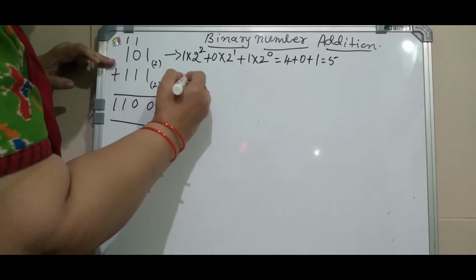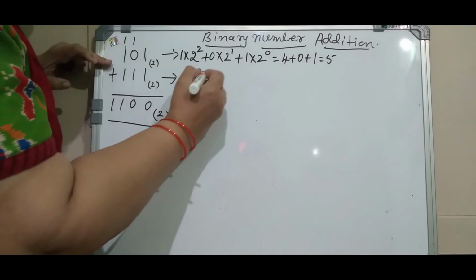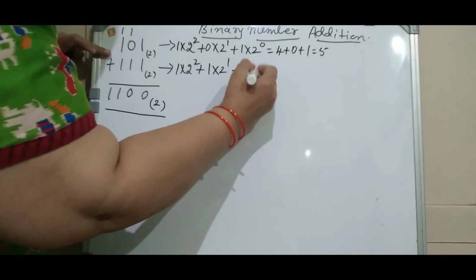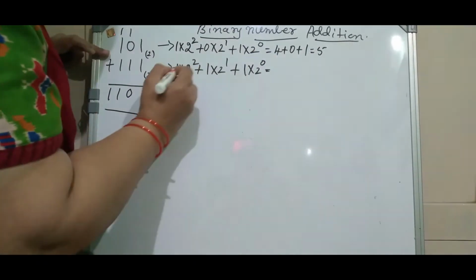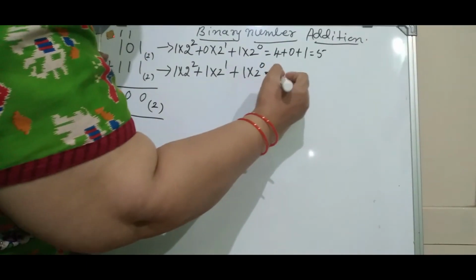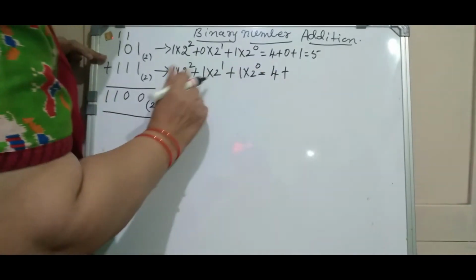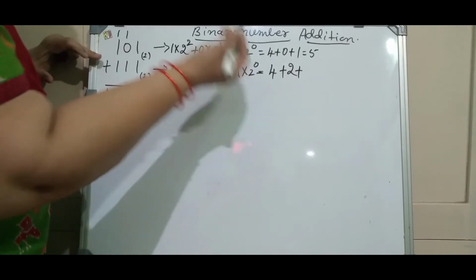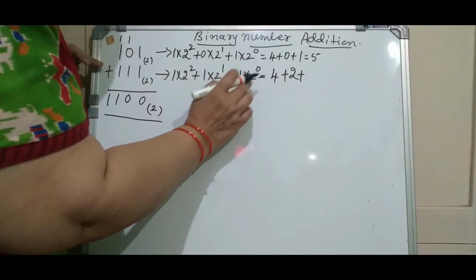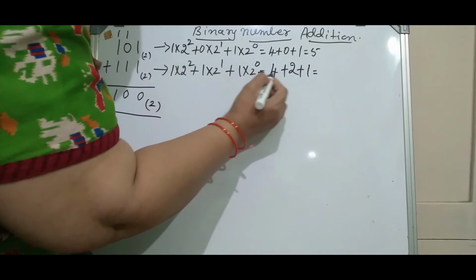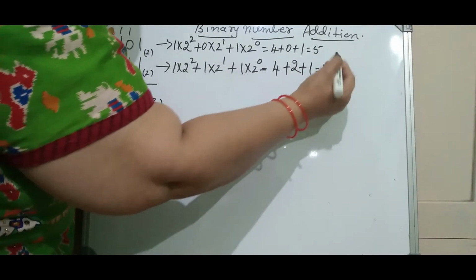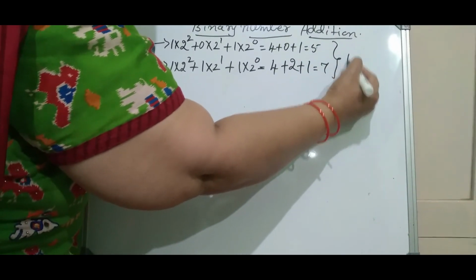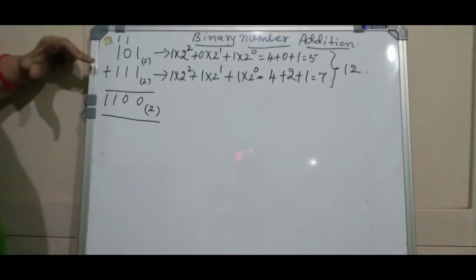And next let me convert this also. This is again 1 into 2 to the power of 2 plus again 1 into 2 to the power of 1 plus 1 into 2 to the power of 0. This is nothing but 4 plus again 2 plus 1 into 2 to the power of 0. Any number raised to the power of 0, value is 1. So 1 ones are 1. And here 4 plus 2, 6 plus 1 will be 7. Here when I add these two, 5 plus 7 is nothing but 12.